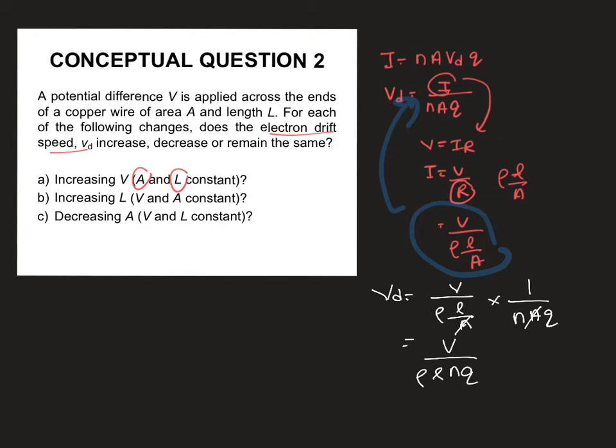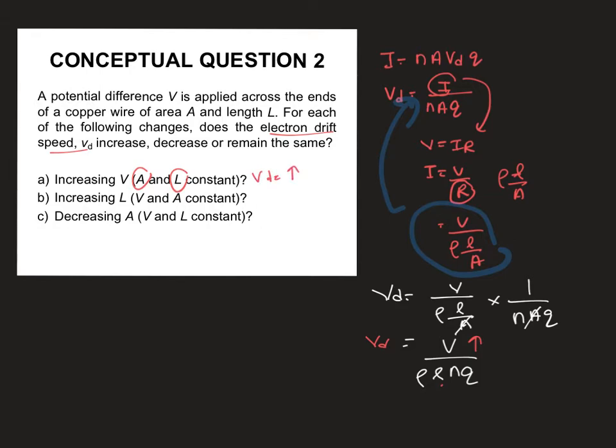Now the first question. When you increase V, but A and L are constant, we are going to use this formula. A doesn't appear in our formula, so it doesn't affect the result. L is constant, but you increase the voltage here. What happens to the drift velocity? The drift velocity will increase.